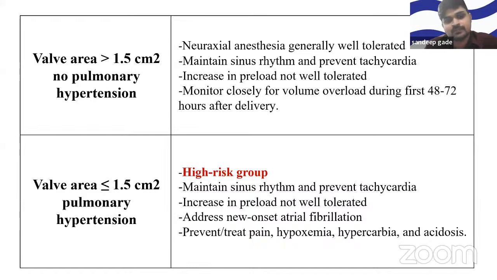If the valve area is less than 1.5 centimeters square with the presence of pulmonary artery hypertension, these patients are considered to be in the high risk group, and the goals are again to maintain sinus rhythm and prevent tachycardia. Increasing preload is again not well tolerated in such patients. Address any new onset atrial fibrillation, and prevent or treat pain, hypoxemia, hypercarbia, and acidosis.